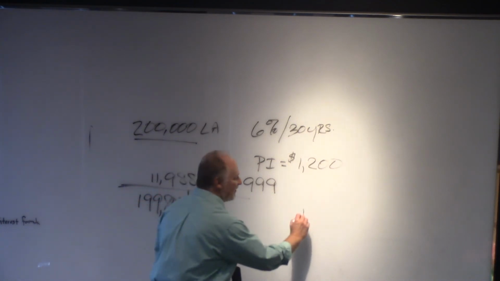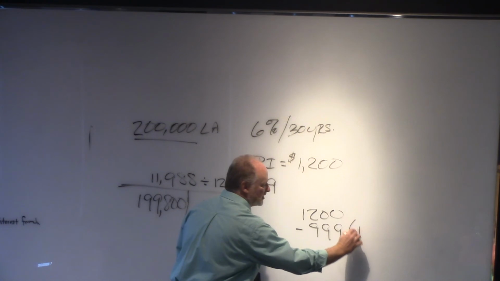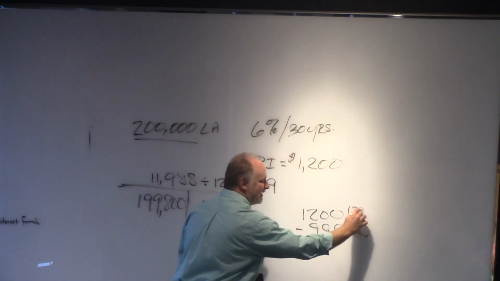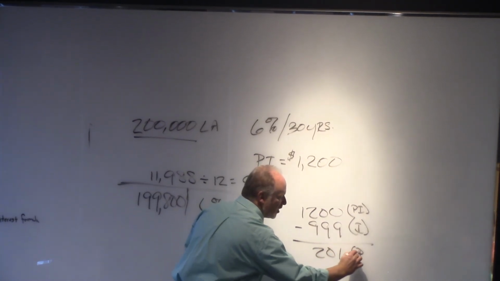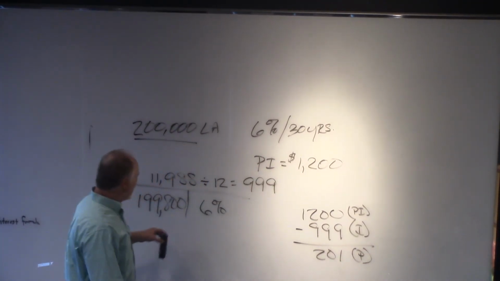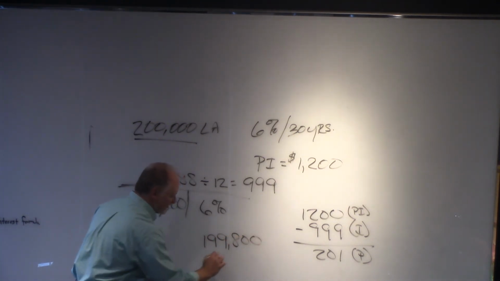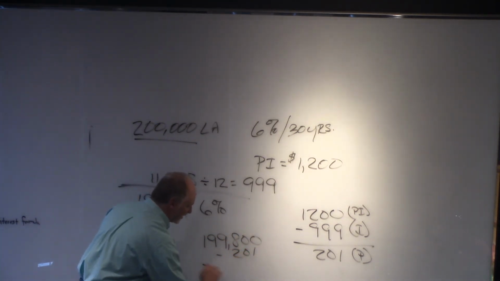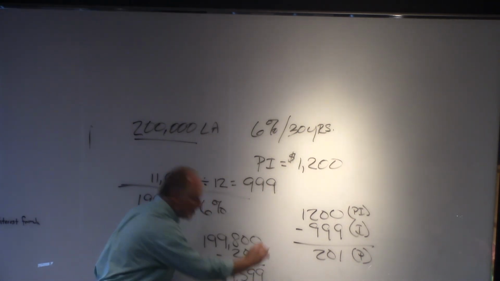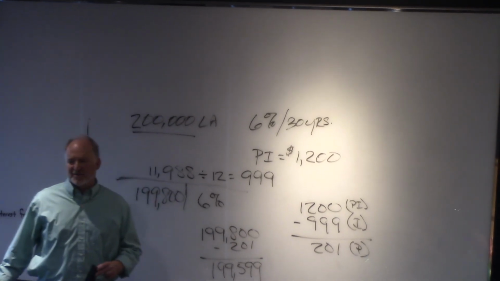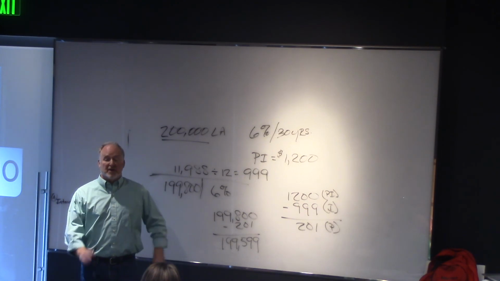So you made a $1,200 payment, of which $999 went to interest. So you have P and I minus I equals P, $201 principal. And if you started at $199,800 and subtract out $201, congratulations, after making 2 payments, you only owe $199,599.